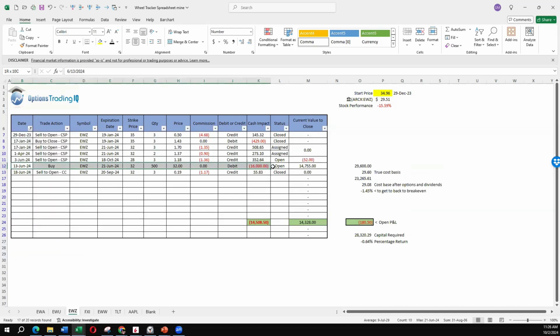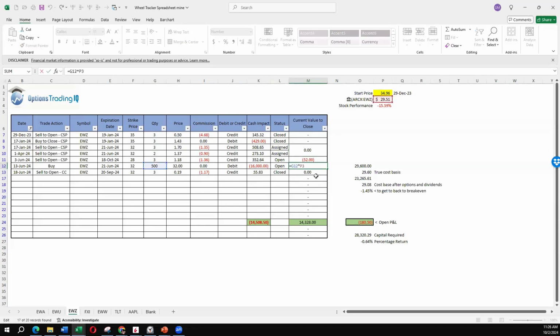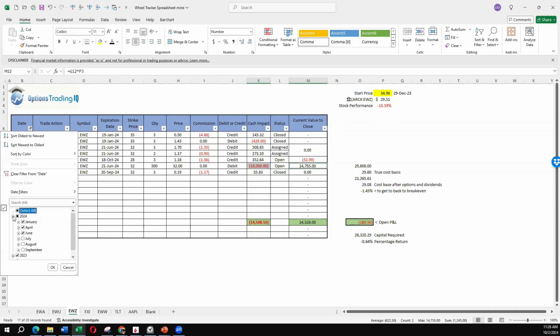So there's the buy of the 500 shares. This line just gets zeroed out because there's no value to close anymore. It got assigned. We bought the 500 shares at 32, which is going to cost that much. And that's what the stock or the value is to close at the moment. So you can see the value just on the stock purchase is actually down because the stock is down as well. But because of all the option premium we've received, we're actually just slightly negative on the trade.